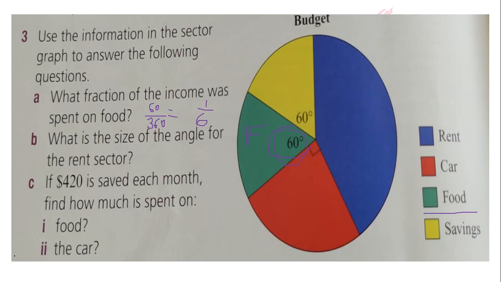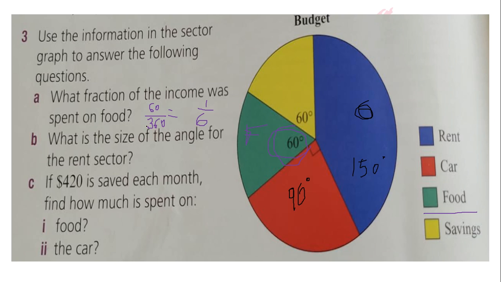Now looking at the size of the angle for the rent sector. The rent is this portion, the blue one. First we need to find that this is 90 degrees, right? So you need to add 90, 60 and 60. 60 plus 60 is 120. 120 plus 90 is 210. So 360 minus 210 would give us 150. So this is 150 degrees.